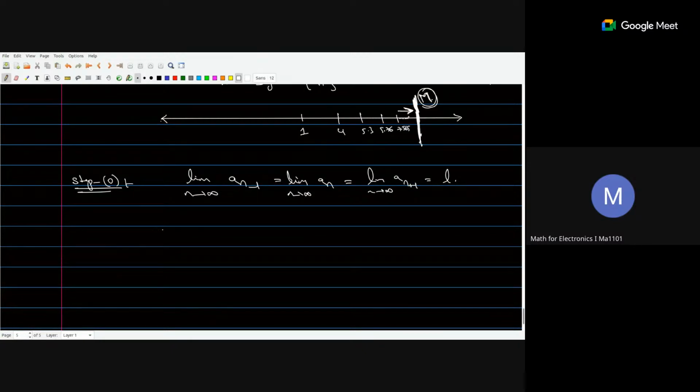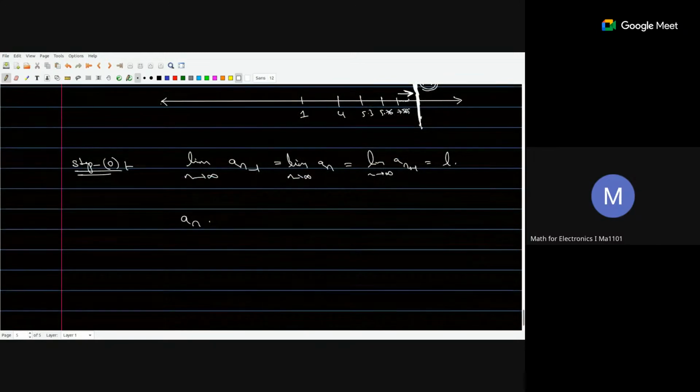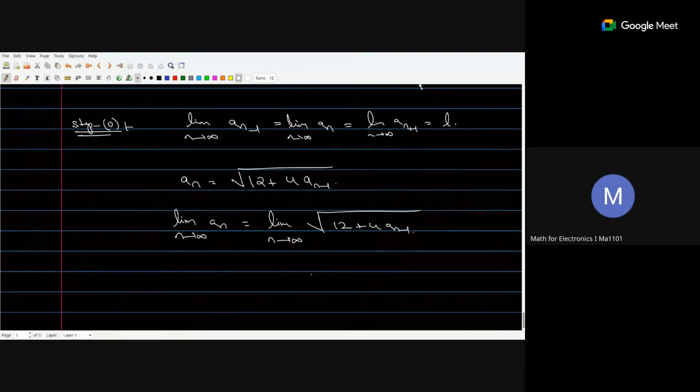Now I'll start with step 1. Take that recurrence relation with you. The given recurrence relation is AN equals square root of 12 plus 4 AN minus 1. Now take limits on both sides. If you take the limit on both sides, this will be limit n tends to infinity of AN, and this will be limit n tends to infinity of square root of 12 plus 4 AN minus 1. Using the properties, I can take the limit inside.